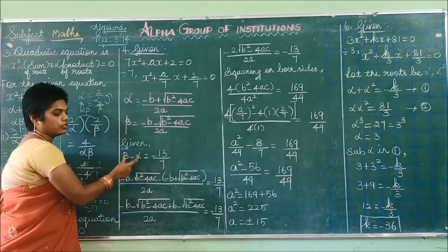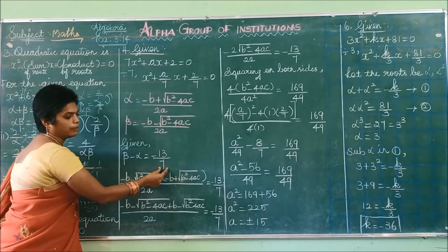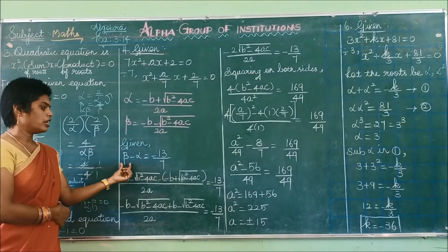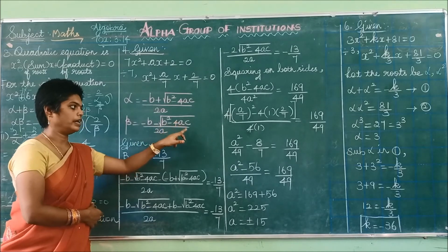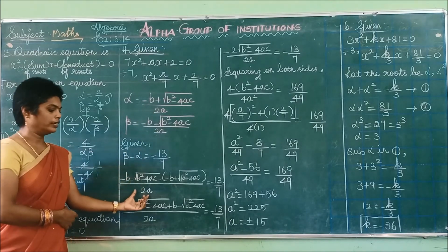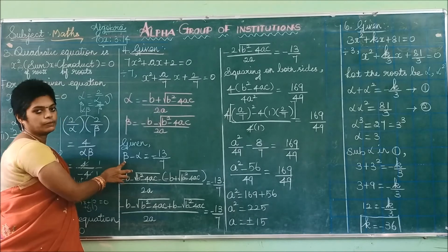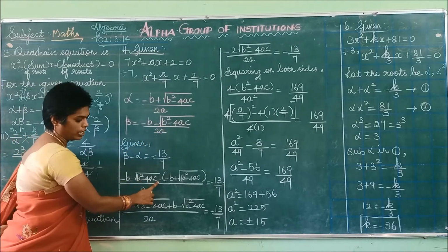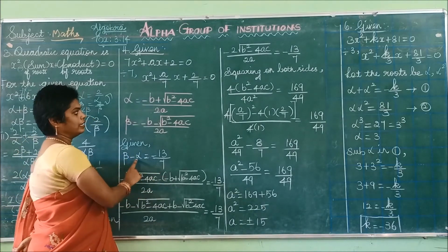Then given a condition also, you can write here beta minus alpha, which is equal to minus 13 by 7. So apply this value now. Instead of this beta we can apply minus b minus square root of b square minus 4ac divided by 2a, and here also 2a is the denominator, so we can take the 2a as common. You can write the numerator values only. So instead of this beta, minus b minus square root of b square minus 4ac, in the center it has minus, so put a bracket and write the alpha value.